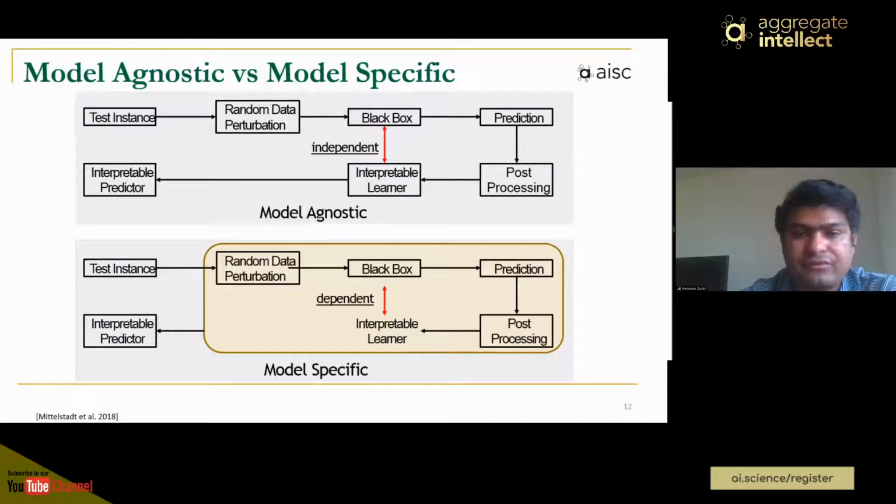module. Here, if you can see, a red line represents the black box and the interpretable learner. Both modules are totally independent, so if you change your interpretable model, it does not affect the others. For example, you can interpret random forest and neural networks with the same model. But model specific might be particularly designed for trees like random forest. There is a method called tree interpreter, which is particularly designed for decision trees. So that is a model specific approach.